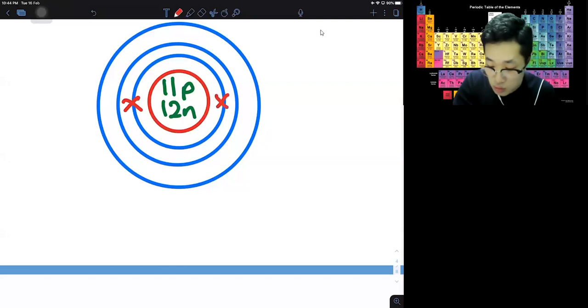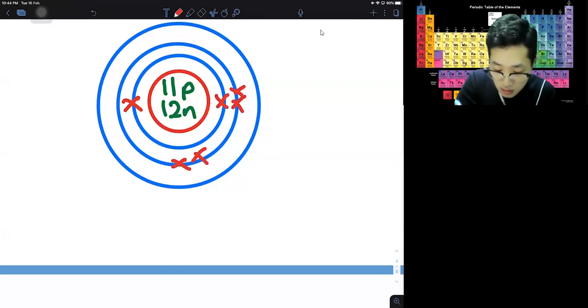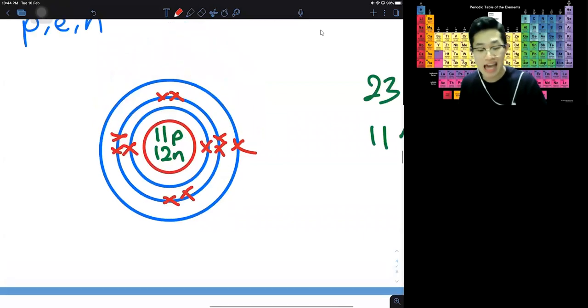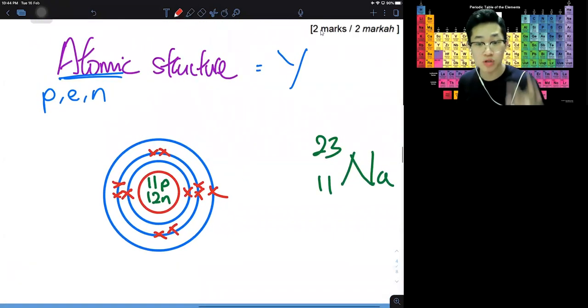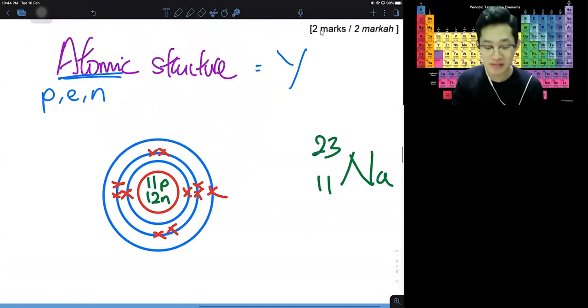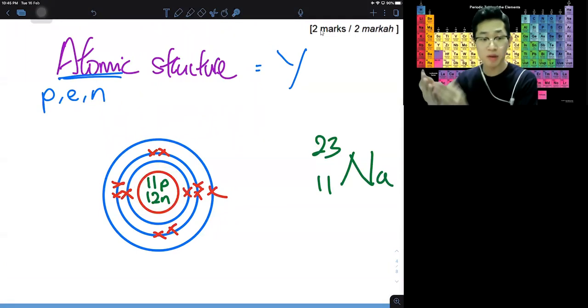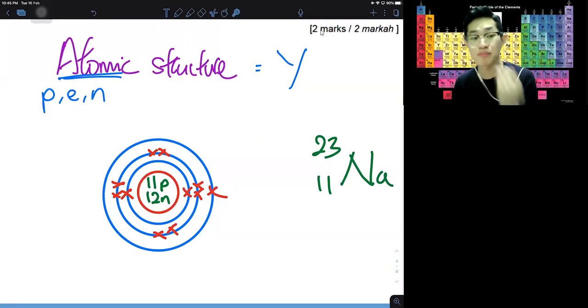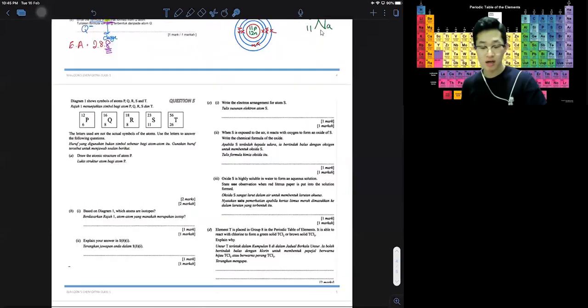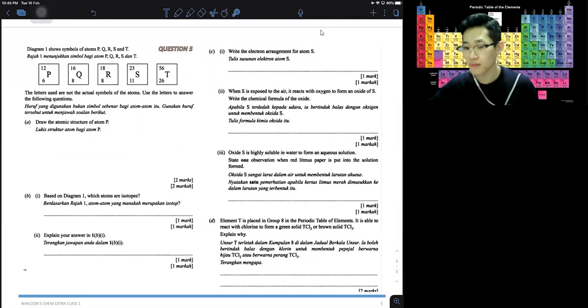1, 2, 3, 4. Okay, 281. This is atomic structure. Don't confuse with electron arrangement. Their nucleus is different. Electron arrangement, we write the formula, but atomic structure, we write proton and neutron. That's all. Okay. Next.